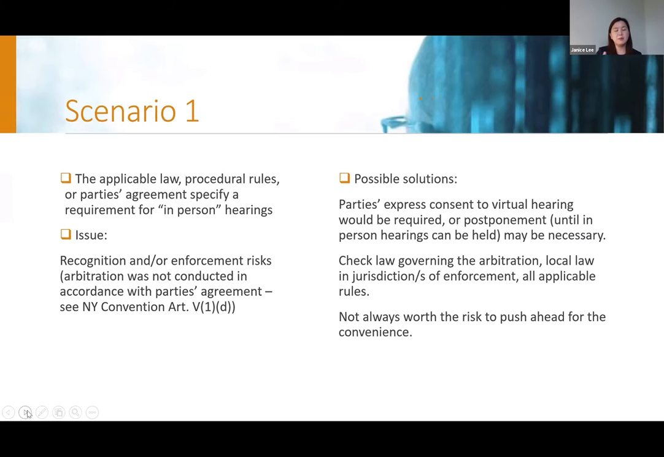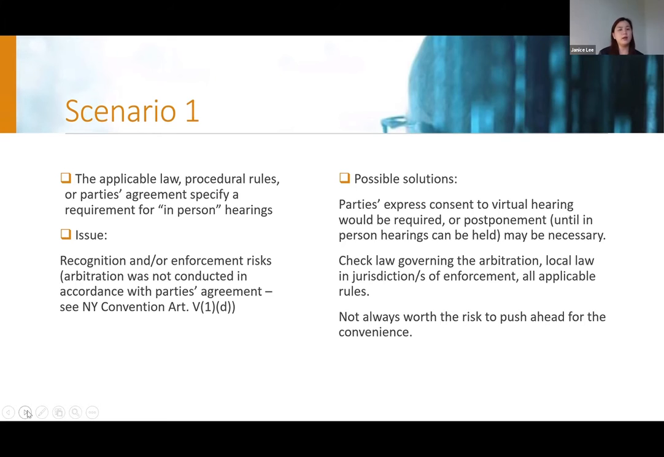So what are these kinds of examples? Like I said, these are situations which you don't actually encounter in regular physical hearings. So one scenario would be, you've agreed to a virtual hearing because everybody's locked down, you can't really travel, it's not advisable to travel, and you probably shouldn't. And then you look at your applicable law or the procedural rules, or you look at your arbitration agreement, and it actually says, oh, there is a requirement that the hearing must be conducted in person. And the issue here becomes a potential problem of enforcement.